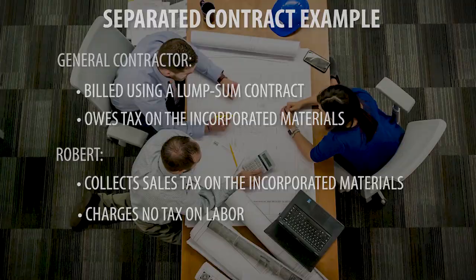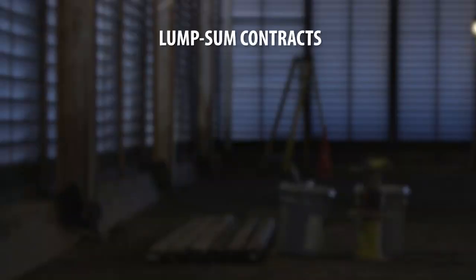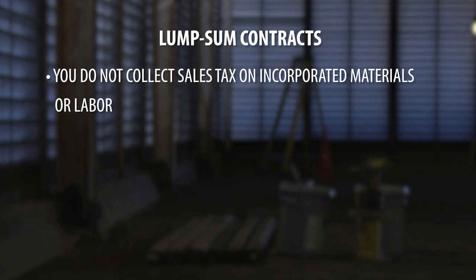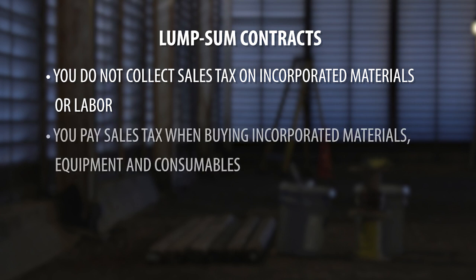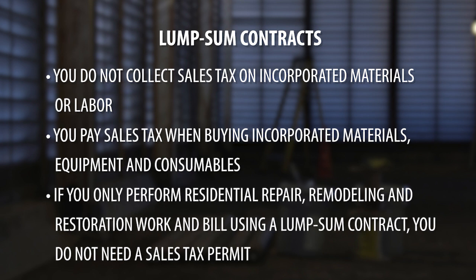In summary, for residential repair, remodeling, and restoration lump sum contracts, you do not collect sales tax on either the incorporated materials or labor from your customer. You pay sales tax when you buy the incorporated materials, equipment, and consumables. If you only perform residential repair, remodeling, and restoration work and only bill your customer using a lump sum contract, you do not need a sales tax permit.